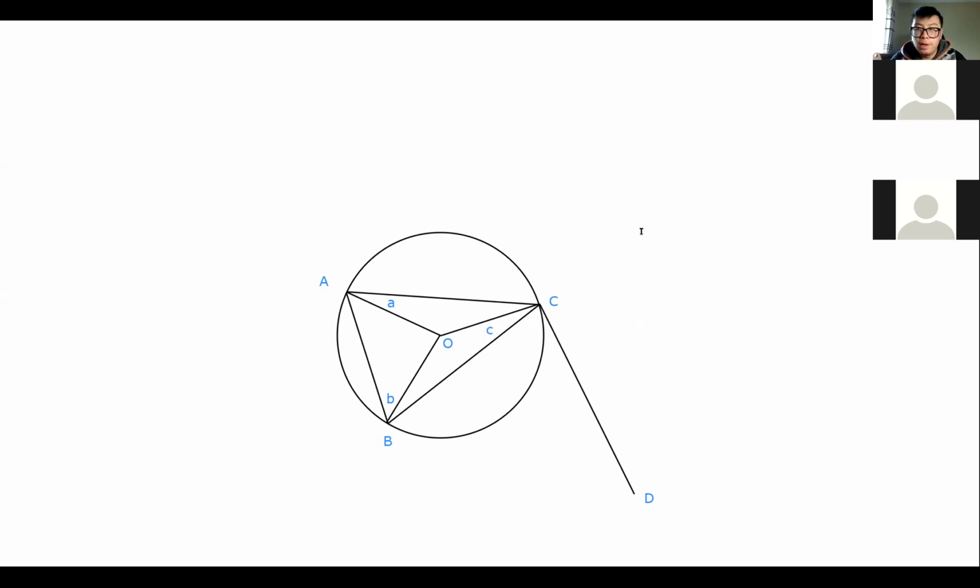All right. And if you notice, we also end up with three isosceles triangles. So remember, AO, BO, and CO are radii of the circle. So that means for each of these triangles, we have two equal line segments. And that means we have two equal angles as well. So this angle here is also equal to a. This angle here is equal to b. And this angle here is equal to c.